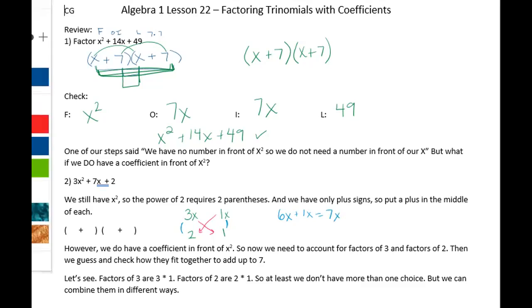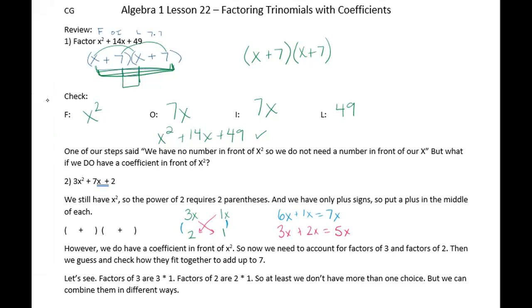What if I had done it the other way? The pink one, 3x times 1 would have been 3x, and 1x times 2 would have been 2x. That would have added up to give me the 5x. But what are we looking for? We're looking for the 7x. So we're going to go back to the blue.